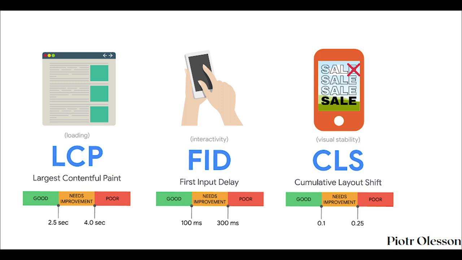So we have CLS, which is what we're talking about today. We have FID, which is first input delay. And we also have LCP, which is largest contentful paint. So there are metrics to each, where Google varies between good, average, and really poor scores. We're going to be focusing on CLS today, and on their score ranking, it goes from 0.25 all the way down to 0.1. And we want to get as good a score as possible. So definitely we're going to try and hit that 0.1 mark.